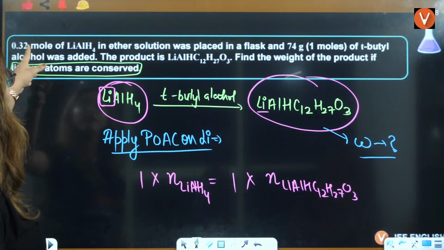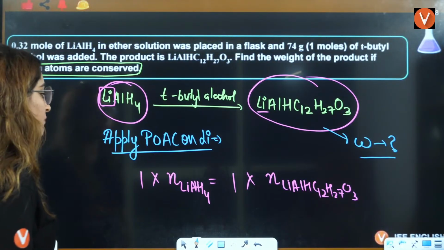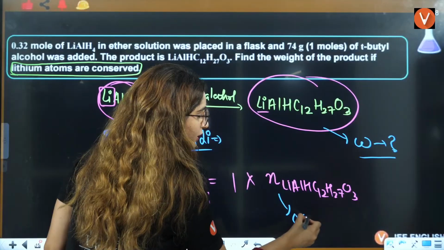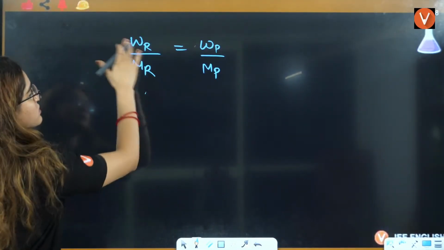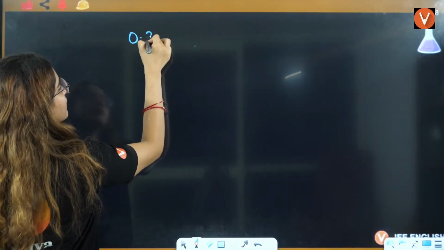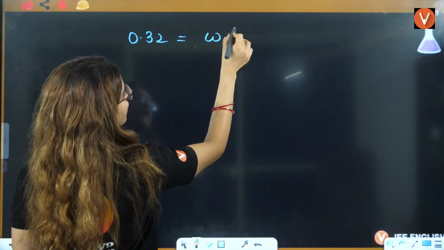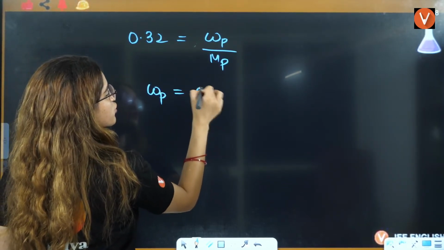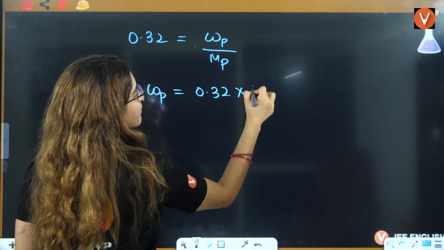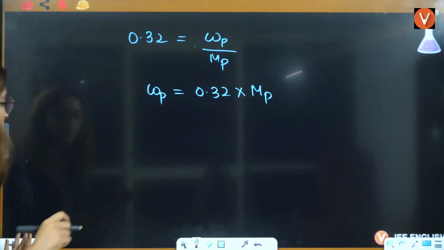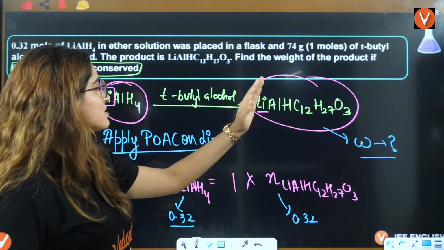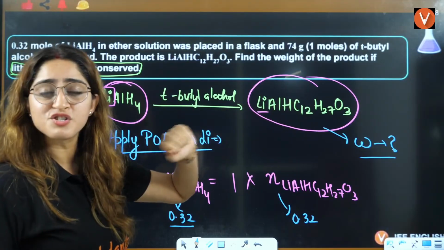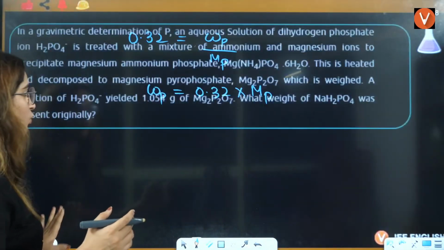They have given you 0.32 mole of LiAlH4. That means this is given to be 0.32 mole. So this is also going to be 0.32 mole. So instead of writing this, can I say that 0.32 mole is equal to the weight of this product divided by the molar mass of the product? So the weight of product will be equal to 0.32 multiplied by the molar mass of product. You can calculate the molar mass of the product. See, add lithium, then aluminium, hydrogen, carbon, then oxygen, all of this you add, and you will get the answer for the molar mass here.